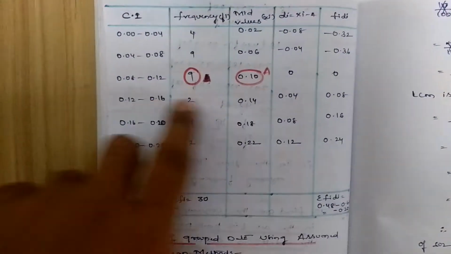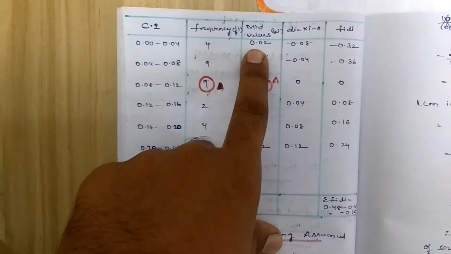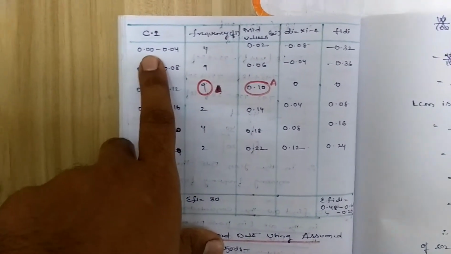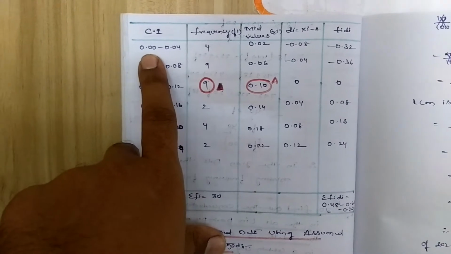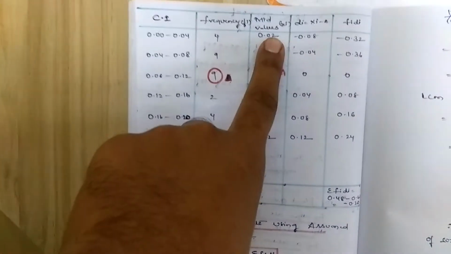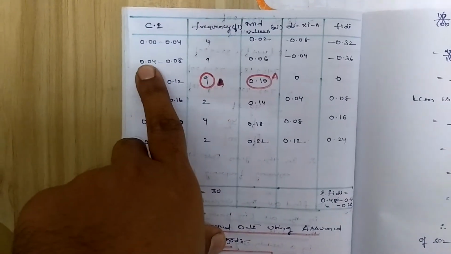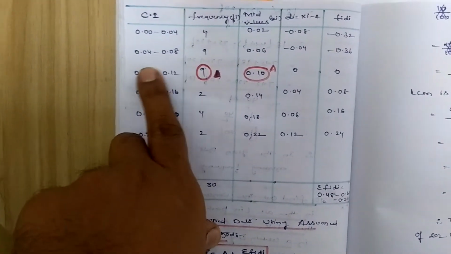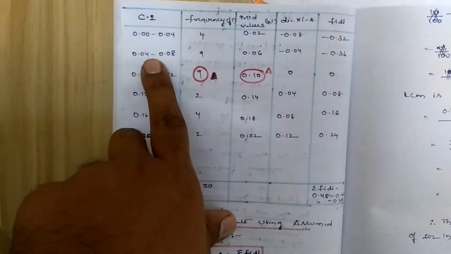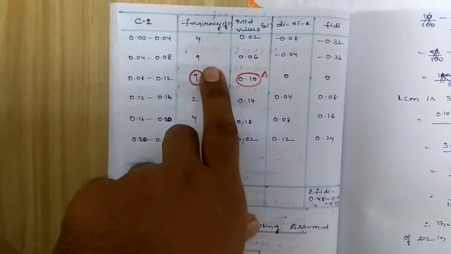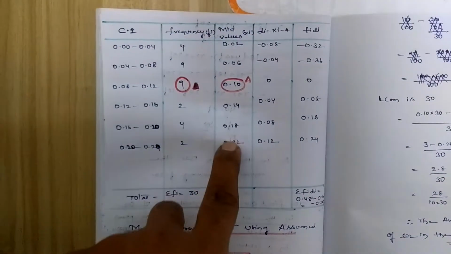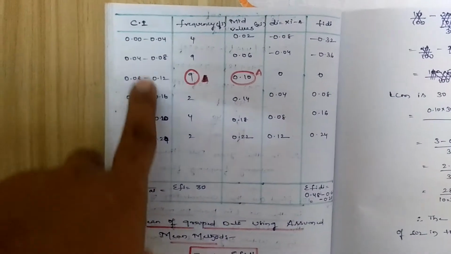Okay, so how can we find the mid values here, students? The lower limit plus the upper limit by 2. So 0.00 plus 0.04 by 2 we get 0.02. 0.04 plus 0.08 by 2 we get 0.06. Nothing but 0.12 by 2, if you do, you will get 0.06. Like that you do all the mid values of the given class intervals.